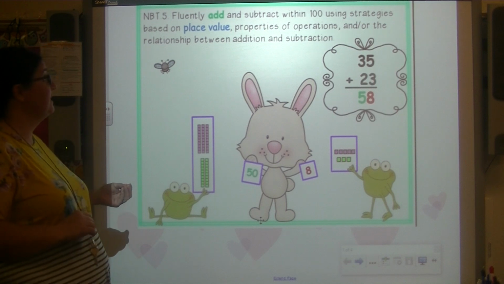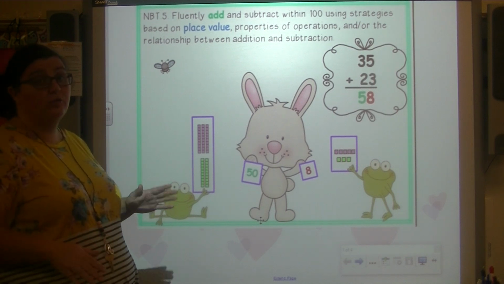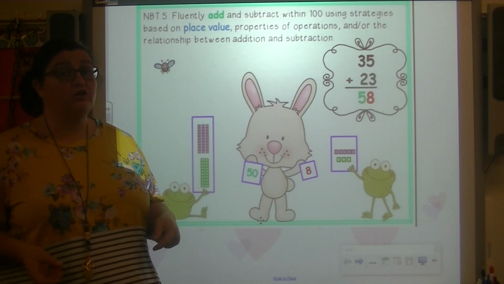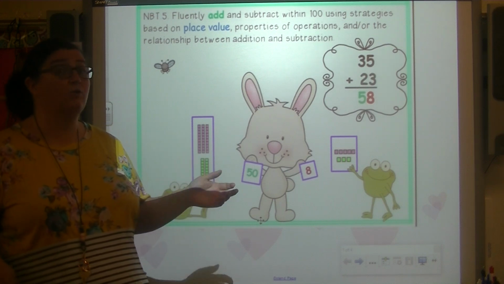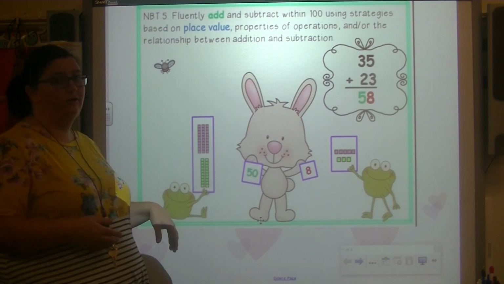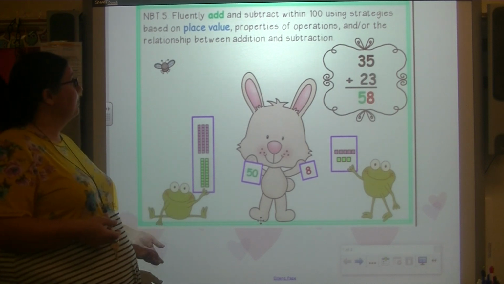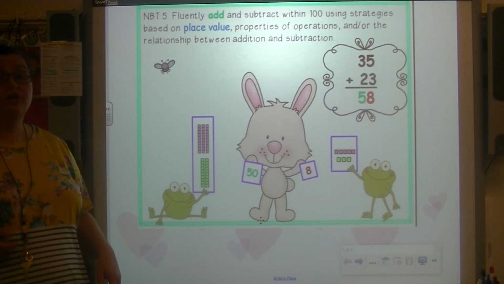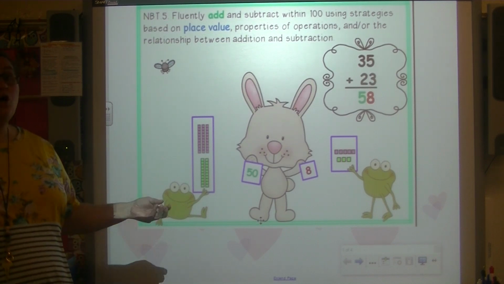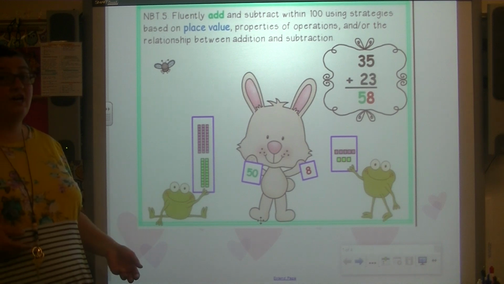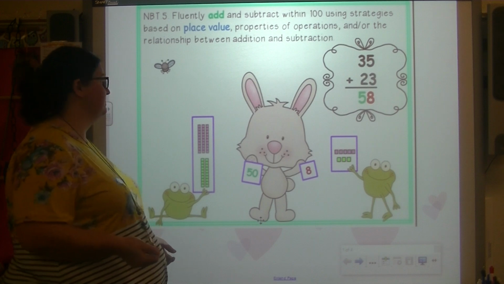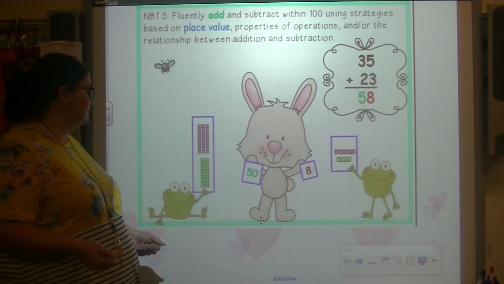Okay, you also have a link for boom cards. You're going to compare the numbers, decide if the 3-digit numbers are greater than, less than, or equal to. And then moving on to the standards we're working on now, where we add and subtract within 100. We can use strategies that we've learned about place value or the skills we know to fluently add quickly in our heads, okay?